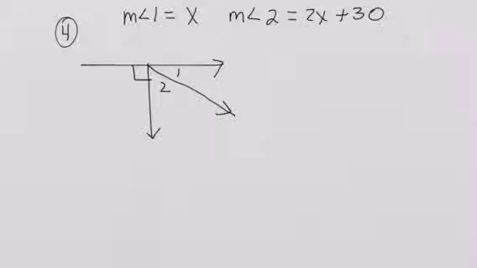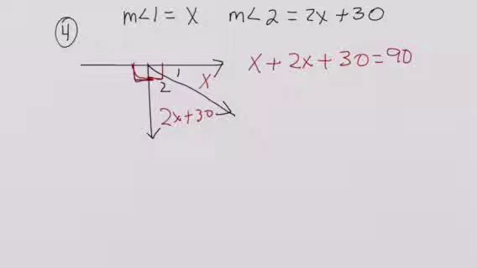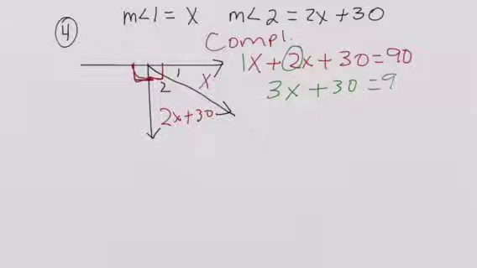The measure of angle 1 is x. The measure of angle 2 is 2x plus 30. If this is a right angle, then this is also a right angle. So we're going to do x plus 2x plus 30 is equal to 90 degrees. Again, they are complementary angles. I have 1x and I have 2 x's, so altogether I have 3x plus 30 is equal to 90.